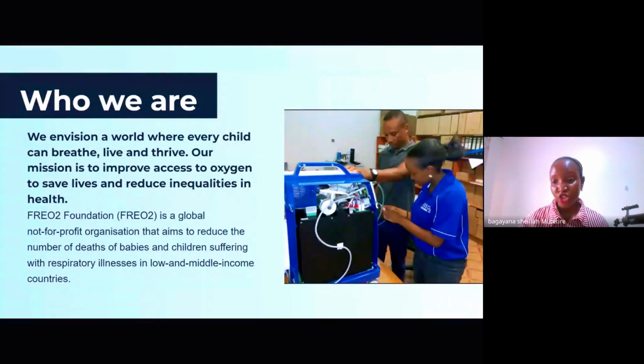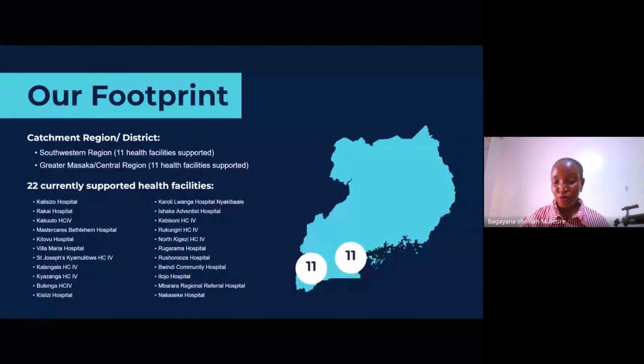So basically, I've already talked about who we are. We are a local NGO that ensures that oxygen access is for all. So whether rural, hard to reach, that's our biggest focus, and specifically for pediatric oxygen. We are currently in 22 health facilities where we have over 40 concentrators, not different, same brand of concentrators, but different units of concentrators.